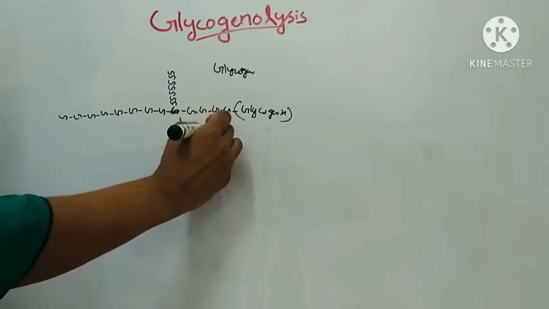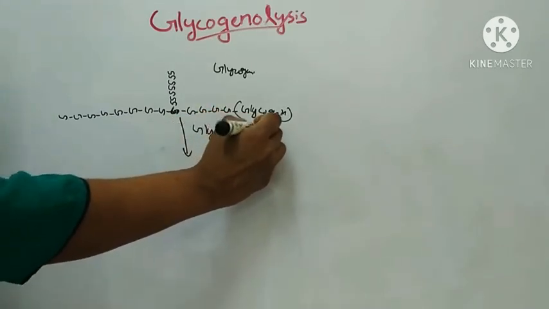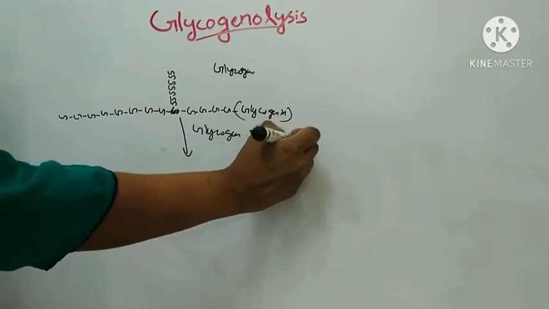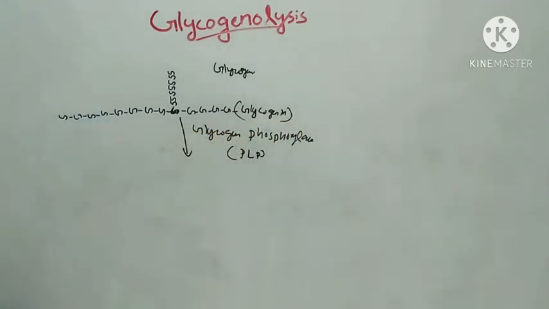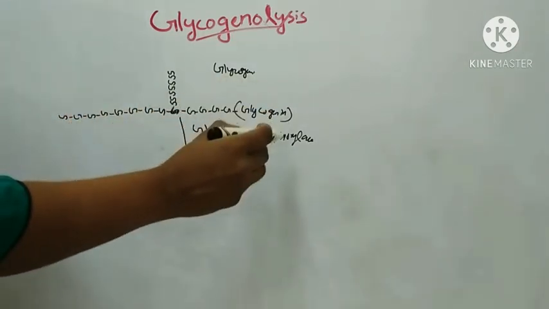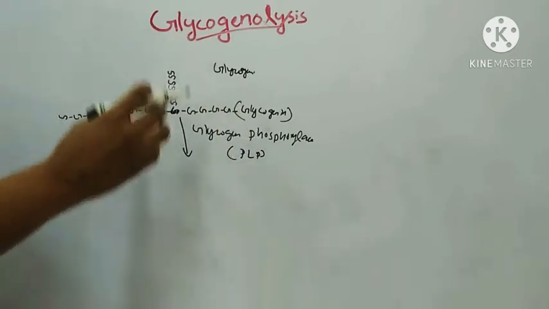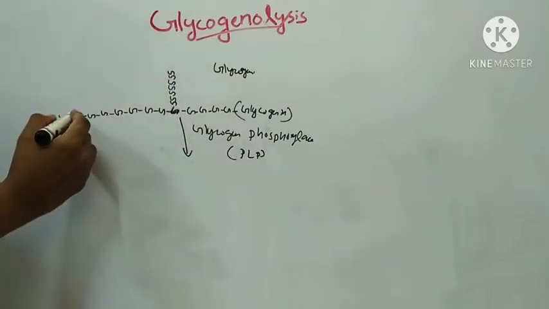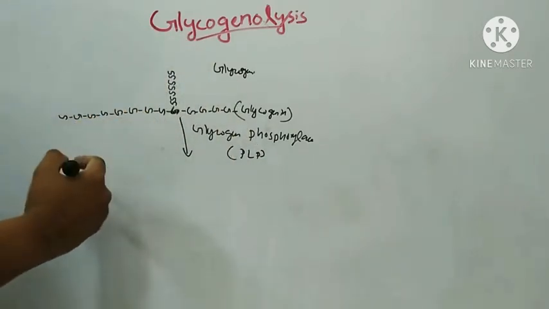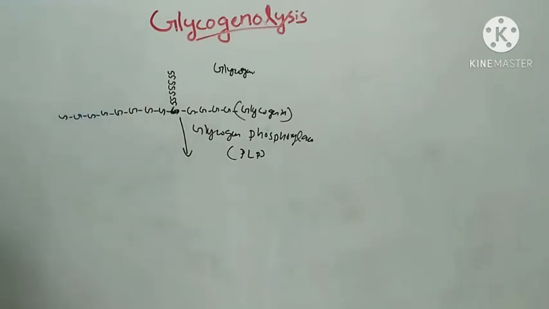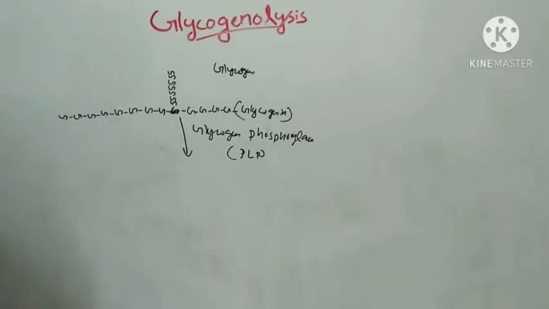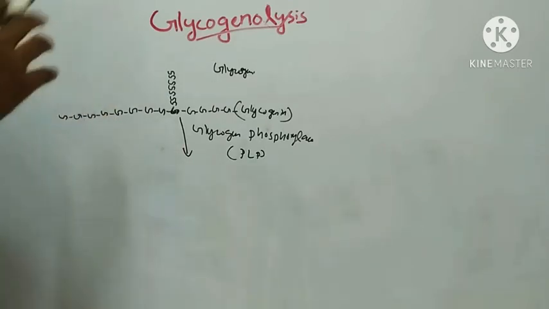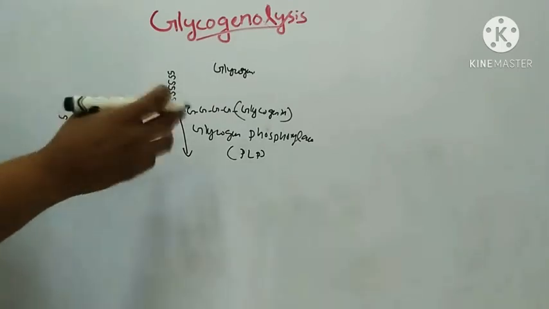The enzyme is glycogen phosphorylase. This enzyme needs PLP as the coenzyme, that is pyridoxal phosphate. By the action of glycogen phosphorylase, there will be removal of glucose molecules one by one until the formation of limit dextrin. Limit dextrin means there are 4 glucose residues on either side of the branch point.